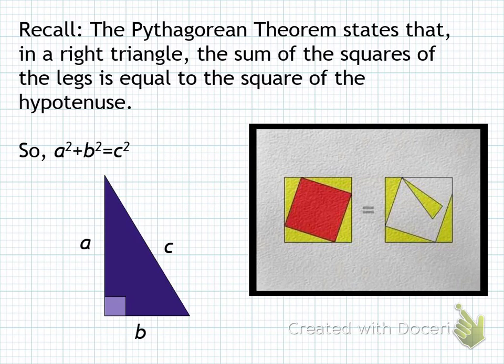Okay, so first of all, remember the Pythagorean Theorem states that in a right triangle, the sum of the squares of the legs is equal to the square of the hypotenuse. So that's kind of in words what this equation tells you. This says the sum, because it's addition, of the squares, they're both squared, of the legs. So I'm adding the squares of the legs, and that's going to equal the square of the hypotenuse, C.